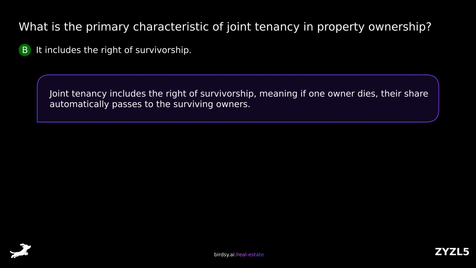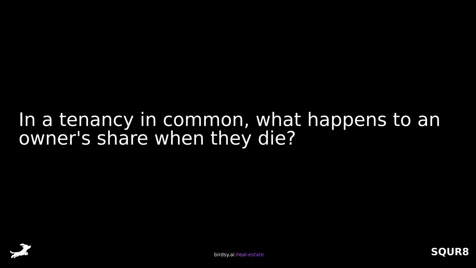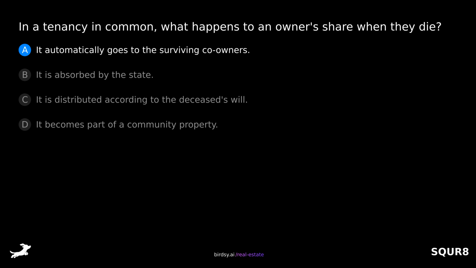Joint tenancy includes the right of survivorship, meaning if one owner dies, their share automatically passes to the surviving owners. In a tenancy in common, what happens to an owner's share when they die? Is it A, it automatically goes to the surviving co-owners, B, it is absorbed by the state, C, it is distributed according to the deceased's will, or D, it becomes part of a community property? The answer is C, it is distributed according to the deceased's will.